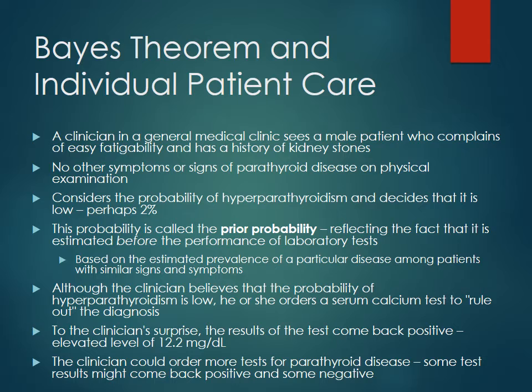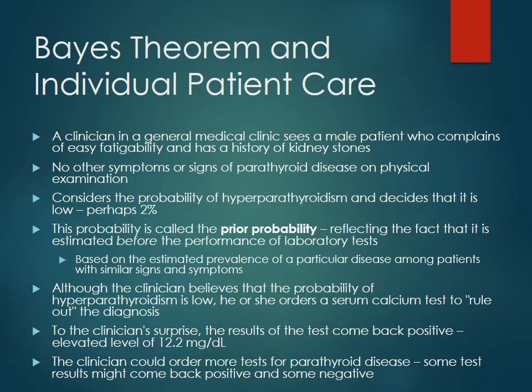So although the clinician believes that the probability of hyperparathyroidism is low, he or she orders a serum calcium just to rule out the diagnosis. This is where you want to think SpPin and SnNout. I'm sorry: you want specificity to rule things in, and sensitivity to rule things out. So again, you want to use tests with high specificity to rule things in, and tests with high sensitivity to rule things out.